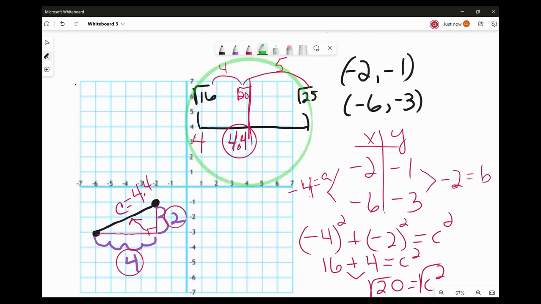So you could do it either way, but you have to be paying attention that when you square a negative number, it's always positive. Okay, and that's how you would find the distance between 2 points. And when we're using the Pythagorean theorem, we can always make that right triangle.